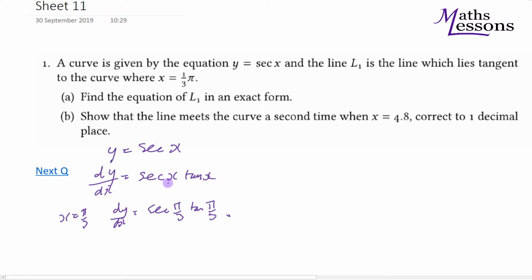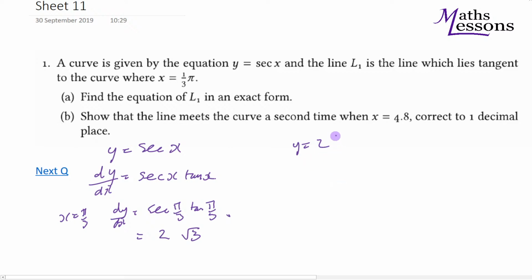Now sec is 1 over cos. Cos of pi by 3 equals a half. 1 over a half equals 2. Tan of pi by 3 is equal to root 3. So we've got 2 times root 3 for that. And if x equals a third pi, then we know that sec equals 1 over cos of a third pi, which we just showed as equal to 2. So therefore, the y value would be equal to 2.